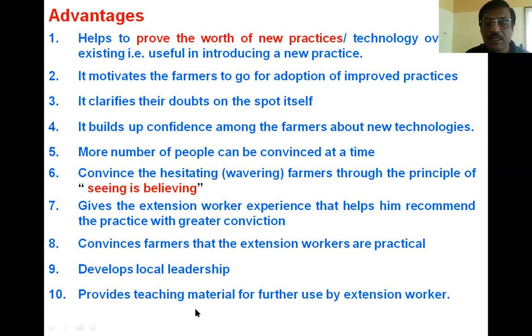It provides teaching material for further use. Good photographs of the successful demonstration and good video clippings of the demonstration can be used by the extension worker for teaching other farmers. It provides teaching material for further use by the extension worker.